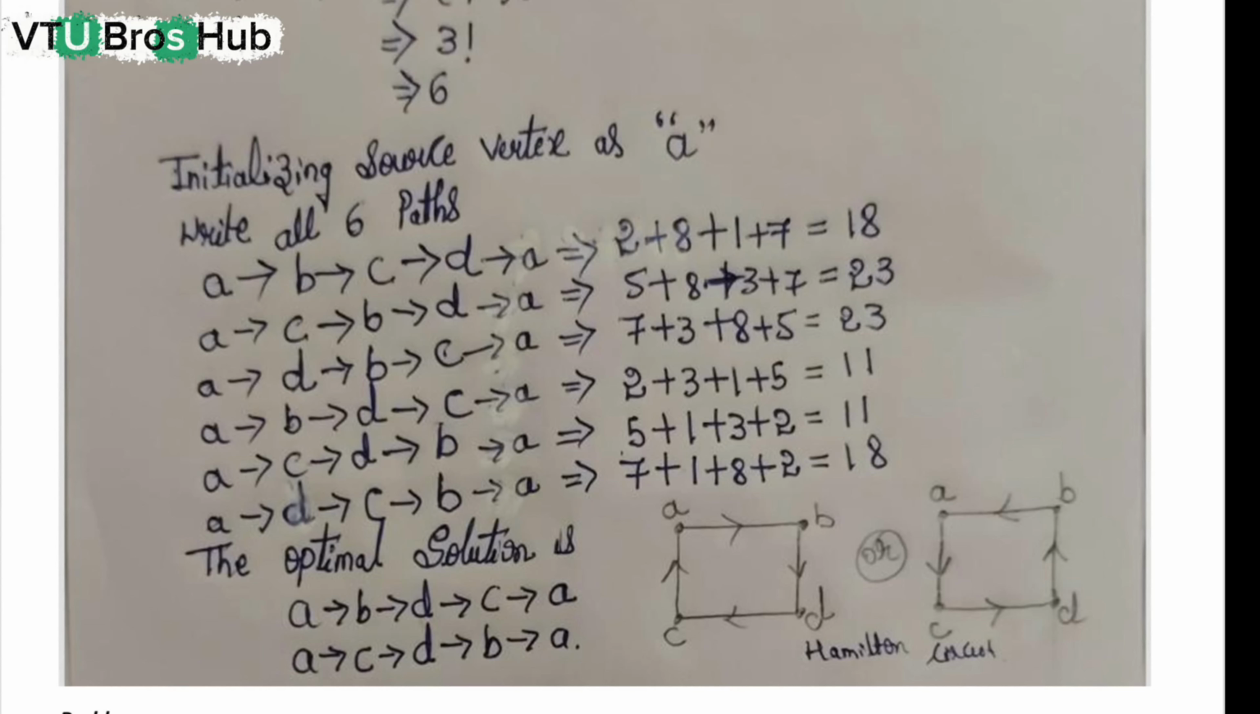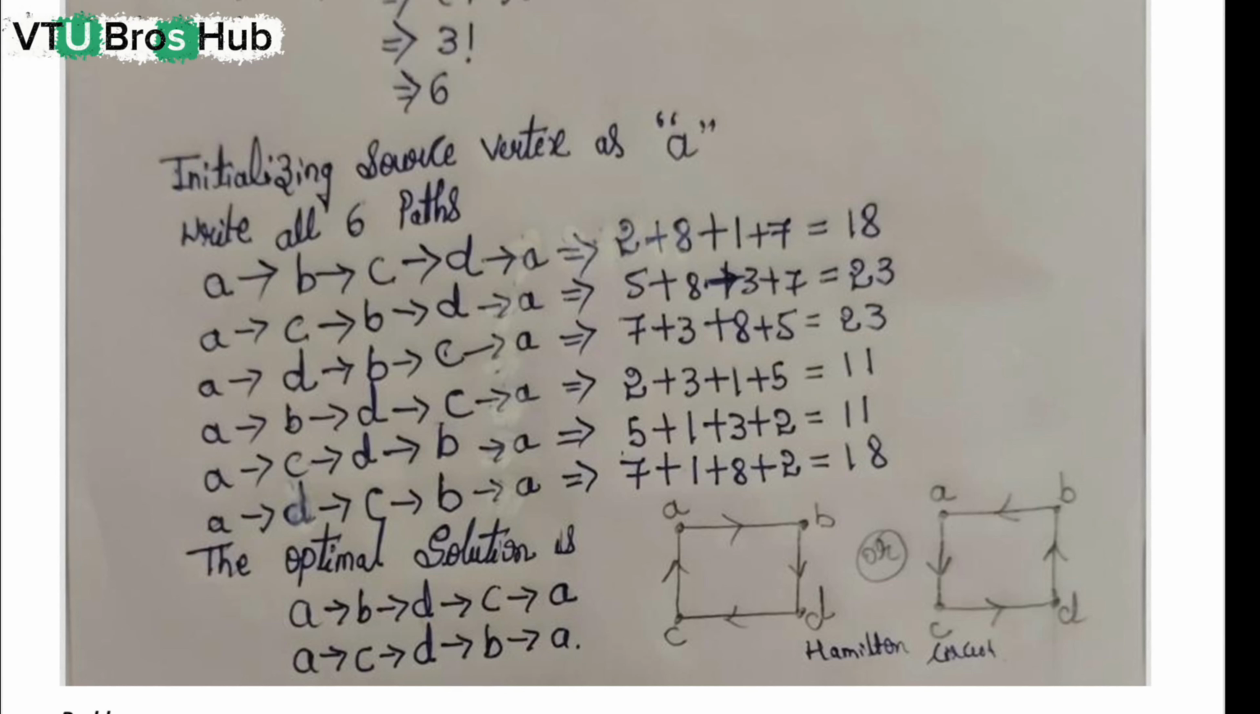A to B to D to C to A equals 5 plus 8 plus 3 plus 7, total 23. A to C to B to D to A equals 7 plus 3 plus 8 plus 5, total 23. A to D to B to C to A equals 2 plus 3 plus 1 plus 5, total 11. A to B to D to C to A equals 5 plus 1 plus 3 plus 2, total 11. A to C to D to B to A equals 7 plus 1 plus 8 plus 2, total 18.